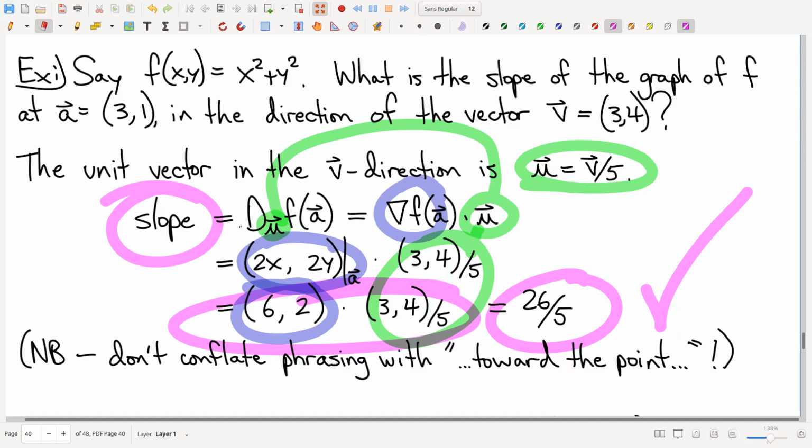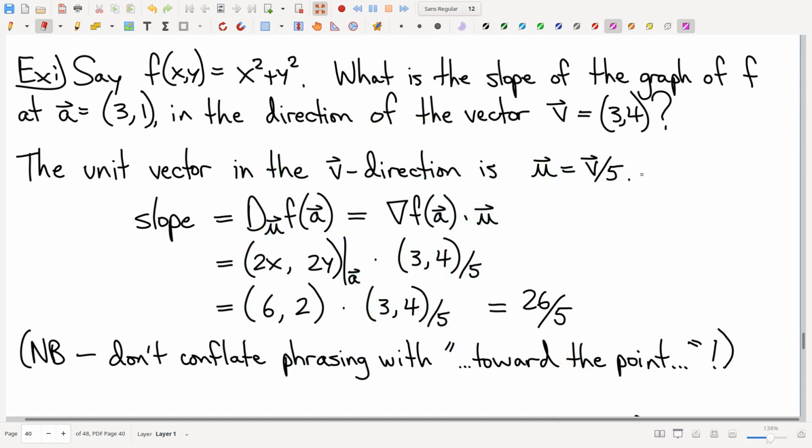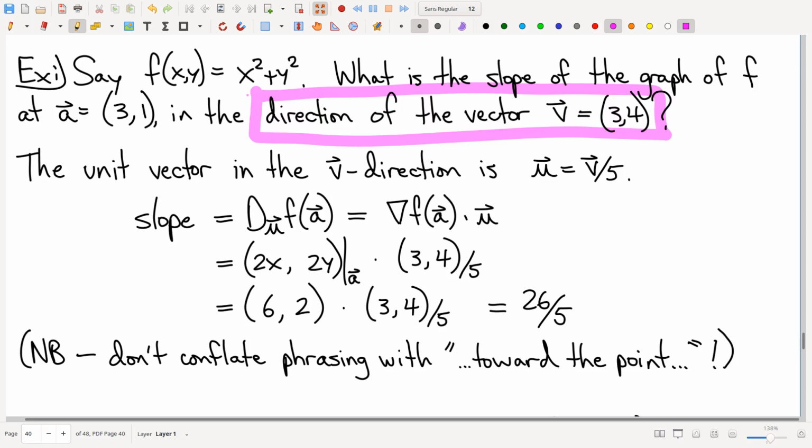This is a common misunderstanding. It says here, in the direction of a vector. Let me draw a little picture over here. So I'm at the point 3, 1. I'm at this point 3, 1. And it says in the direction of the vector 3, 4. Okay, now I need to draw a 3, 4.